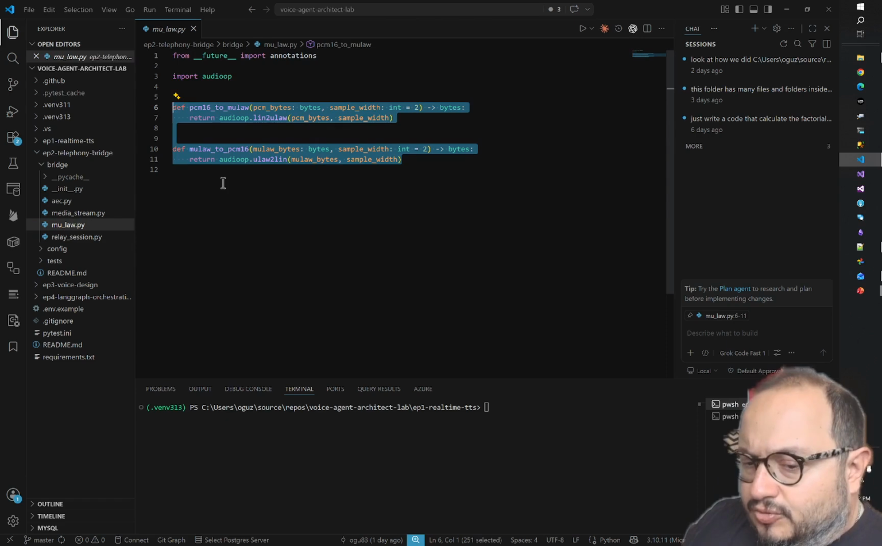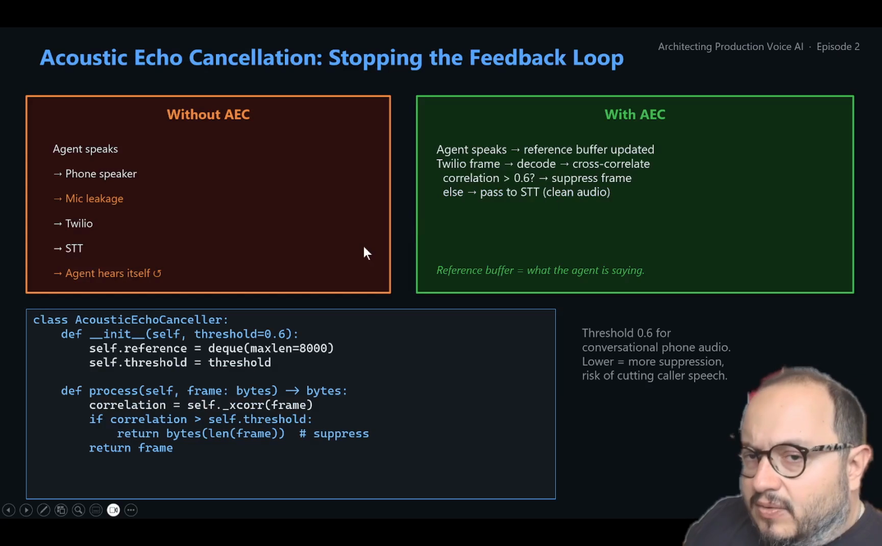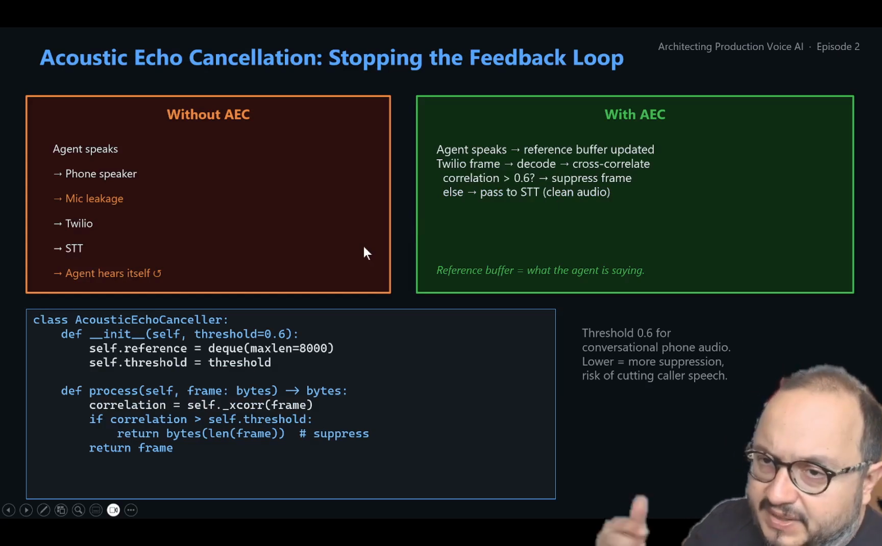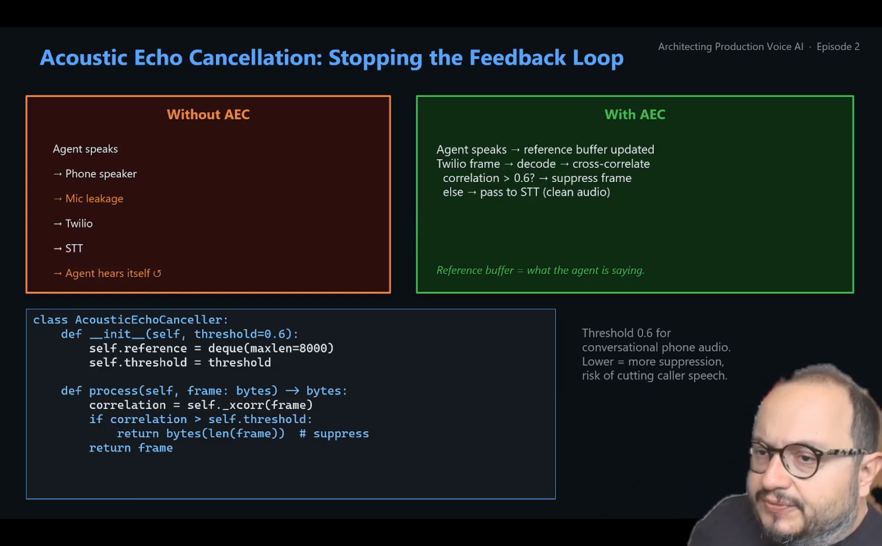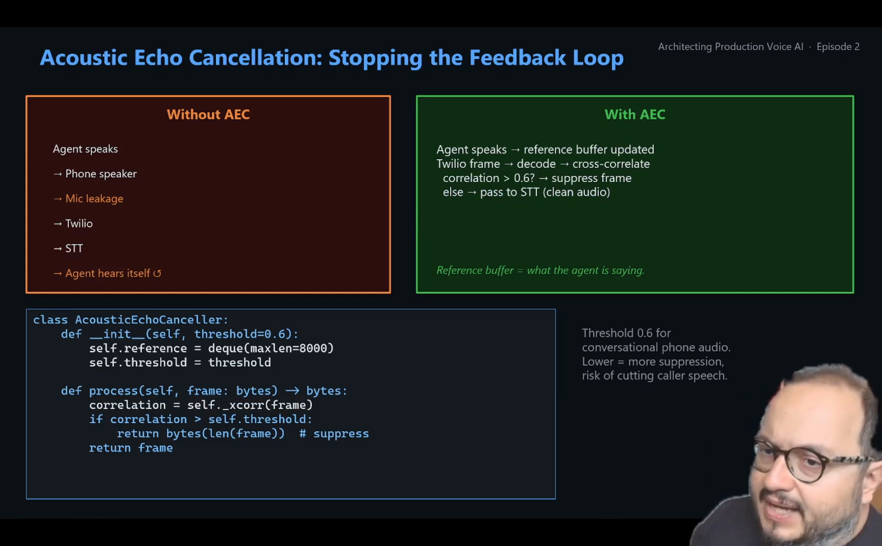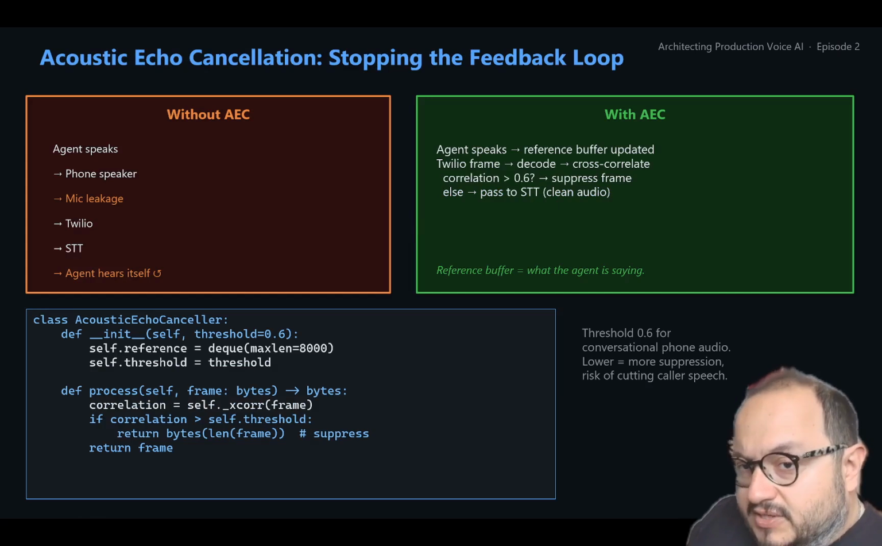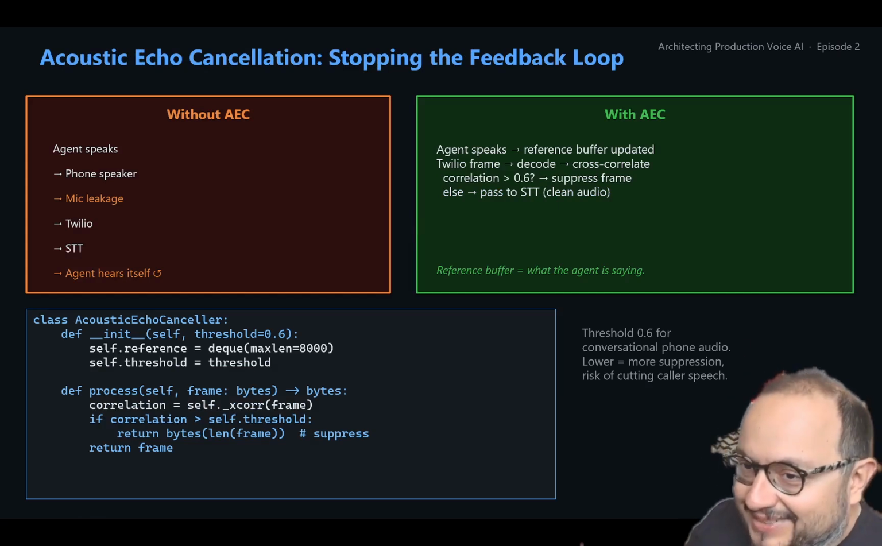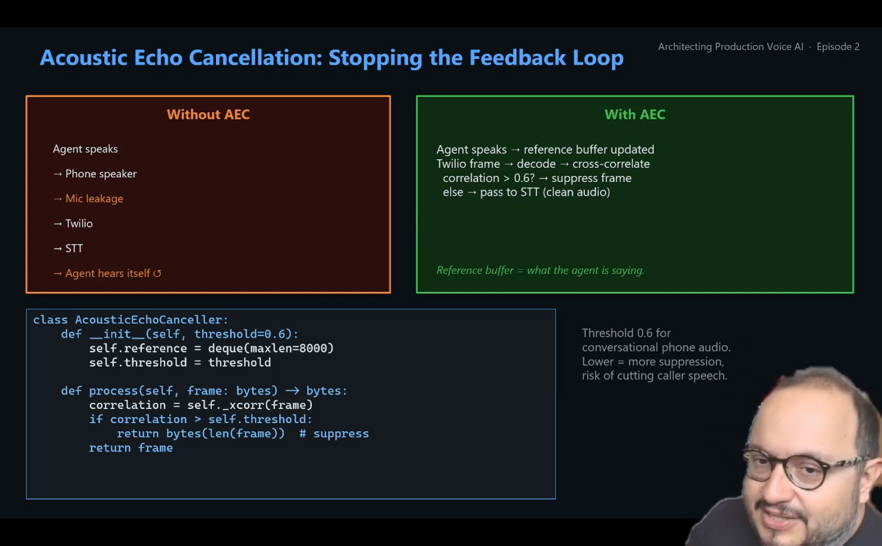Now let me show the third piece of the media streams proxy: acoustic echo cancellation. When your agent is speaking, the caller's phone speaker is playing the audio. Some of that audio leaks back into the caller's microphone. Twilio picks it up and sends it back to your server. From your server's perspective, it looks like the caller is saying something, but what they are saying is your agent's own voice, slightly delayed and degraded.